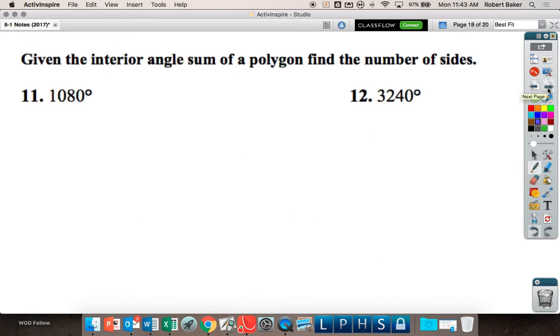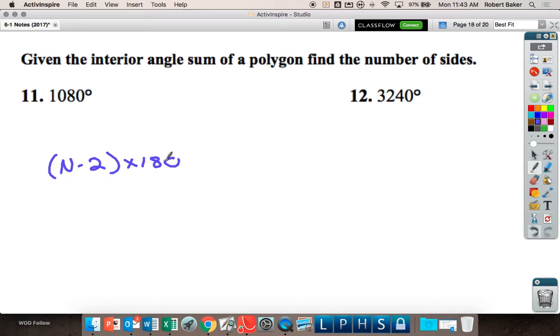This was the last one. No, I got two more. So it says, given the interior angle sum, how many sides does this shape have? Number 11 is an octagon. That's an octagon? Yeah. But do you know how to solve for it? I wrote it down.